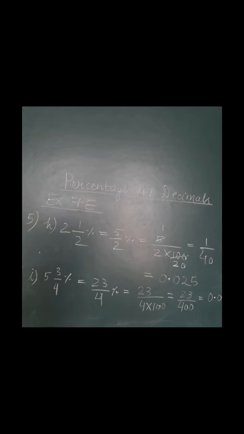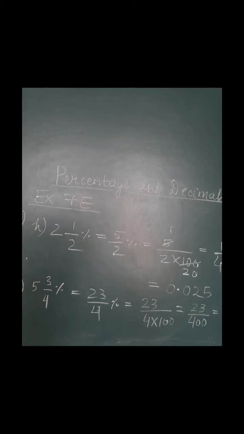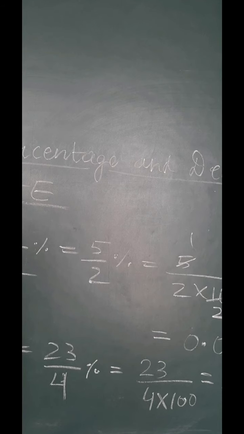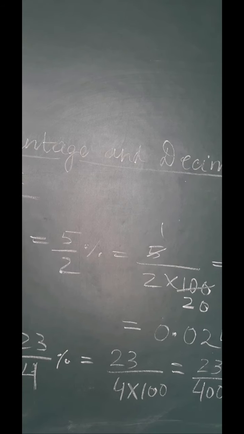Now moving on to the next option, that is H option. So H option is 2 whole 1 upon 2%. Since it is a mixed percentage, mixed fraction, first of all we will convert it into improper fraction. So 2 2s are 4, 4 plus 1, it will be 5 upon 2%. Since it is in percentage, to convert it into fraction, I have to divide it by 100. So 5 upon 2, when divided by 100, how do we divide two fractions? 100 is not having any denominator, so it will be written as 100 upon 1.